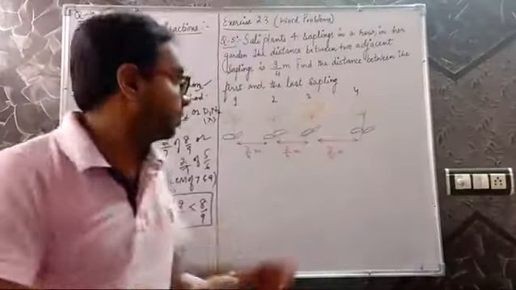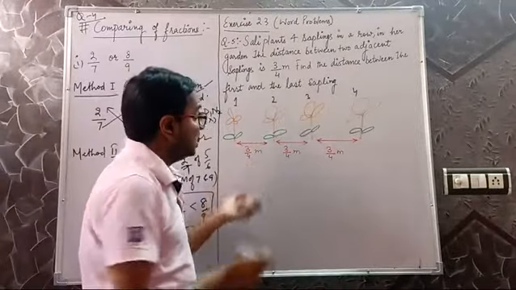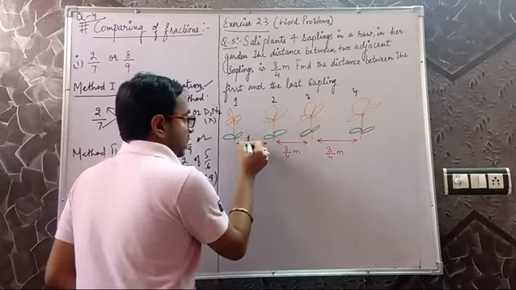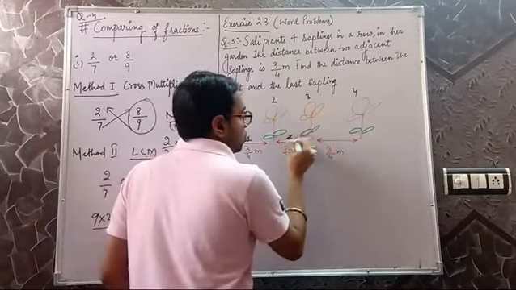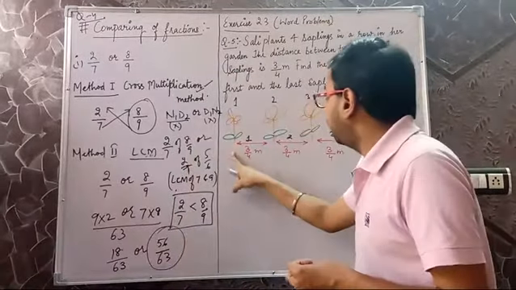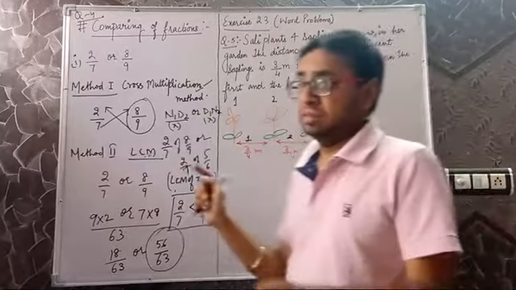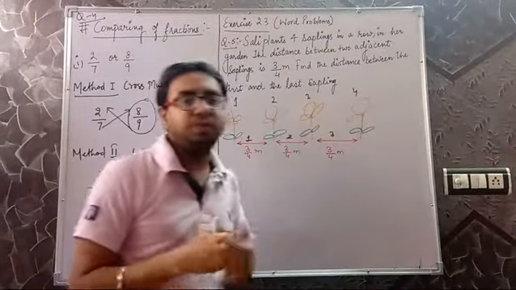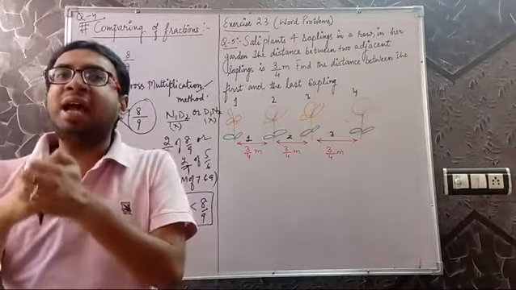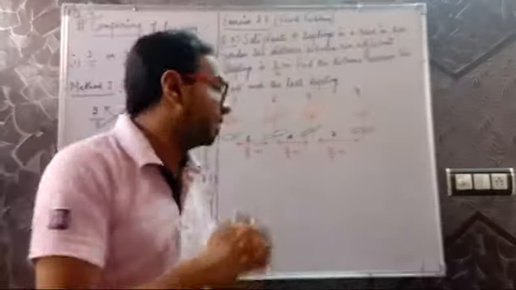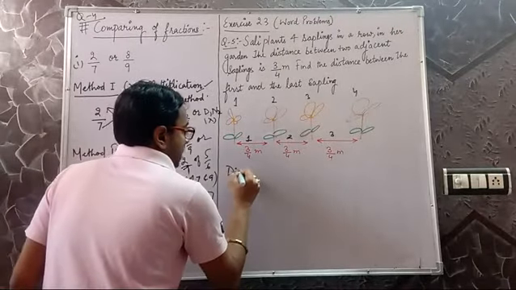Very easy. Can we see how many distances between 2 saplings there are? Here 1, here 2, here 3. So can I say, if I talk about the gap, there are 3 gaps? Yes or no? And each gap results in 3 by 4 meter of distance. Yes or no?